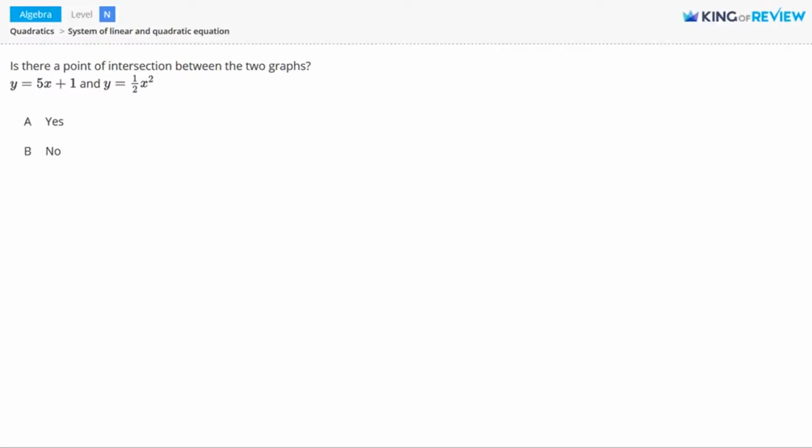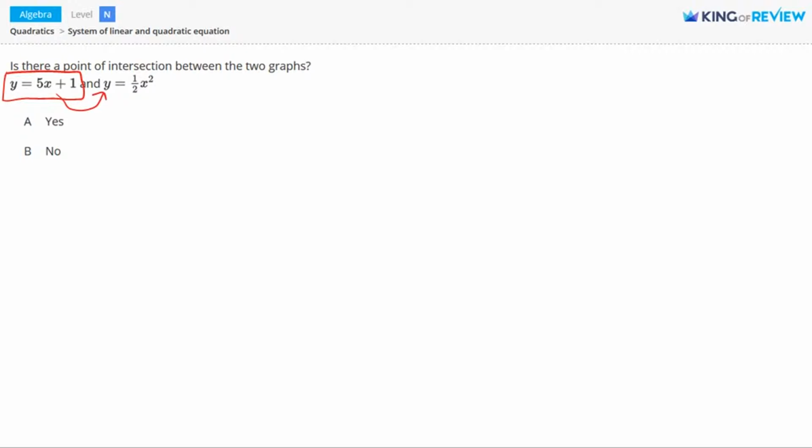Is there a point of intersection between the two graphs, y equals 5x plus 1 and y equals 1/2 x squared? So one method for solving this problem is to use substitution. We have an equation here that solves for y equals 5x plus 1. So I'll substitute 5x plus 1 into the second equation for y, like this.